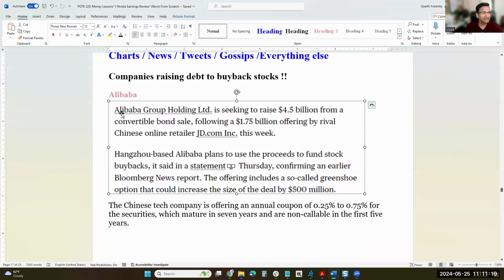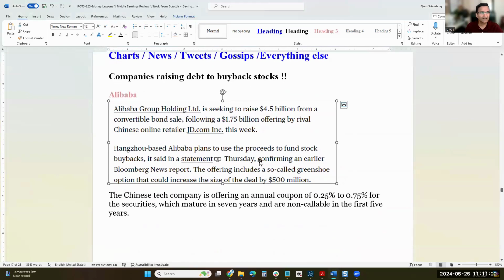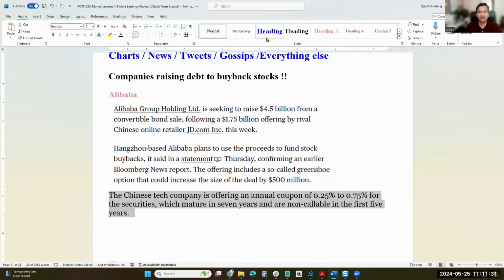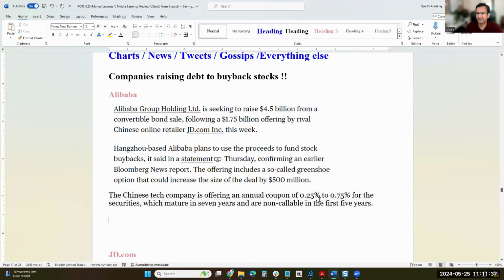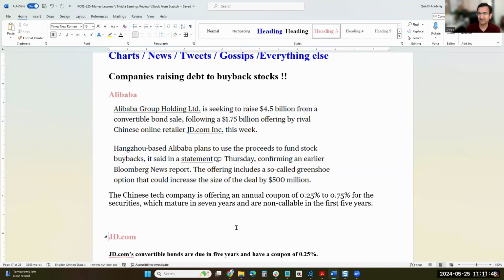Saw Alibaba raising debt, raising $4.5 billion because they want to use it for stock buybacks. Again, when you talk about Alibaba from a valuation perspective, it's deep value, but you have a huge risk of the CCP. And hence, I think that's the reason why it is trading at such an attractive valuation. In the recent earnings call, they also mentioned they're going to go very strong on buybacks. They're going to buy back almost 7% of the company in 1 year, right? Which is huge. So I saw them raising $4.5 billion.